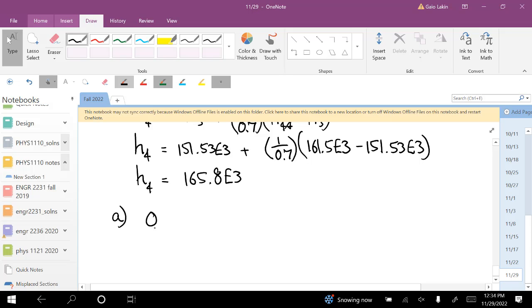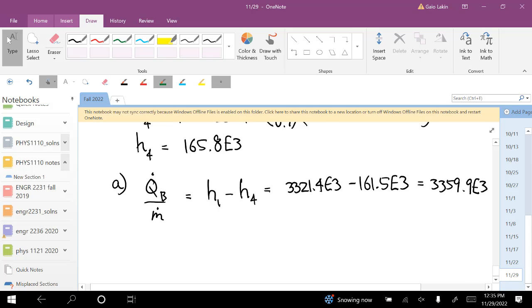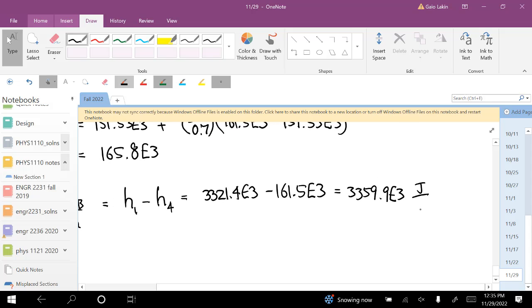So the first thing we're trying to calculate is Q dot for the boiler over M dot. That's just equal to H1 minus H4. That's 3321.4 times 10 to the third minus 161.5 times 10 to the third. And so you get a value of 3359.9 times 10 to the third joules per kilogram.